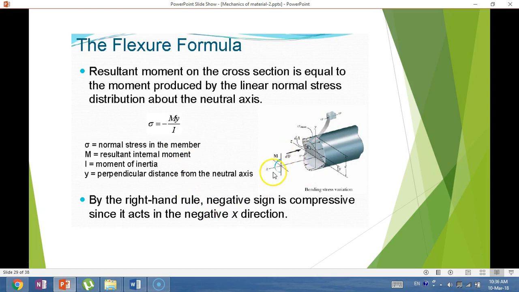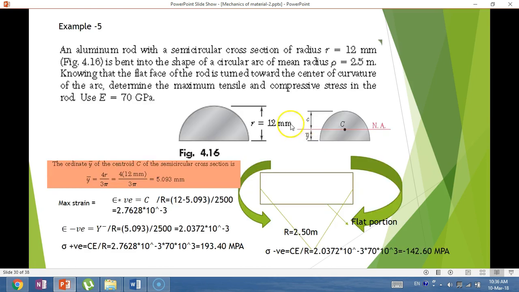Due to the bending moment in that case, which is causing sagging of the element, we have compressive stress above the neutral axis and tension stresses below the neutral axis. We come to an example.